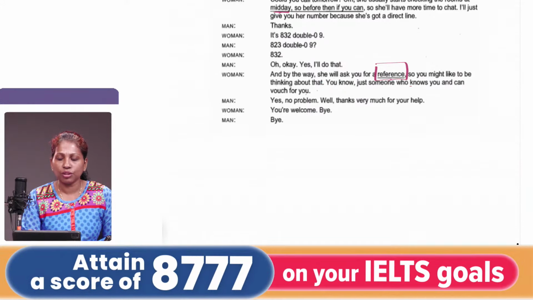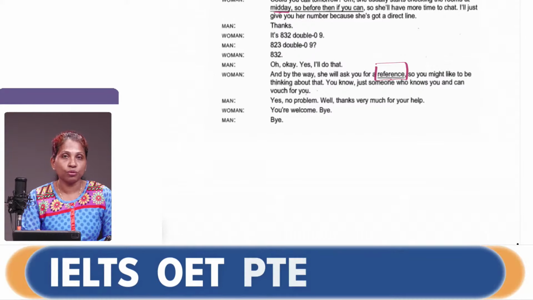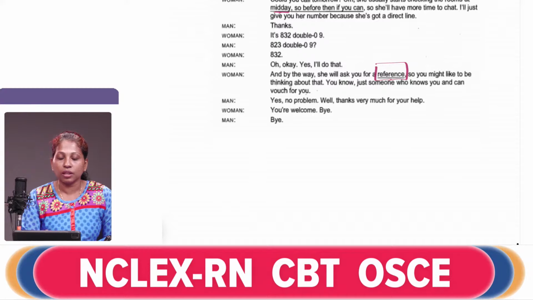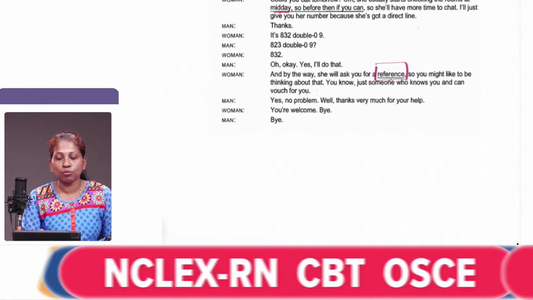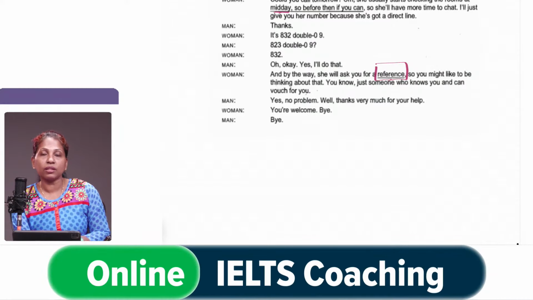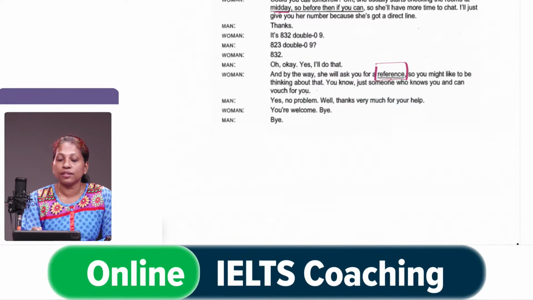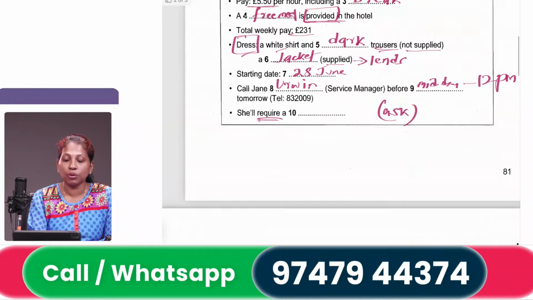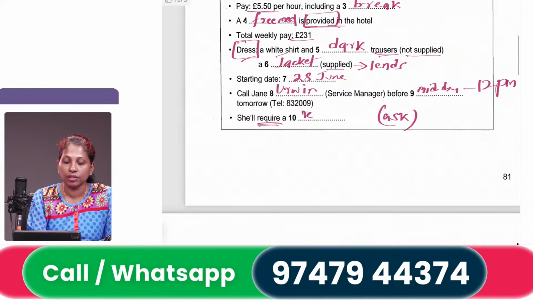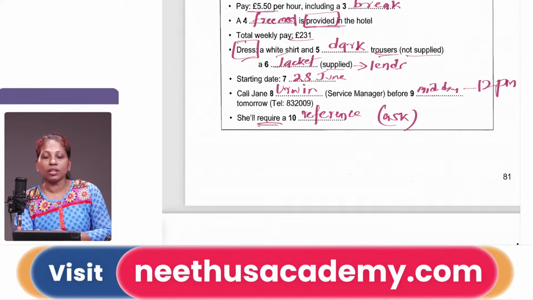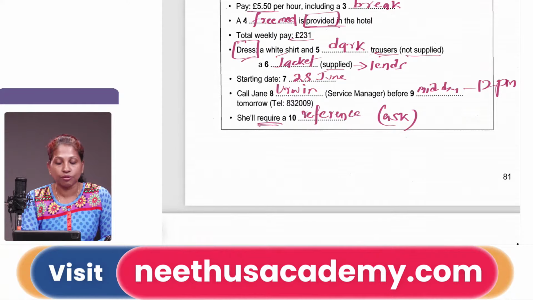Just someone who knows you and can vouch for you, take a guarantee of you, authenticate that you are a good person as an employee. Yes, no problem. Well, thanks very much for your help. You're welcome. Bye. Bye. That is where the conversation ends. So the answer is what she will ask for, because she requires a reference. So you can write here reference. That will complete your 10th note.